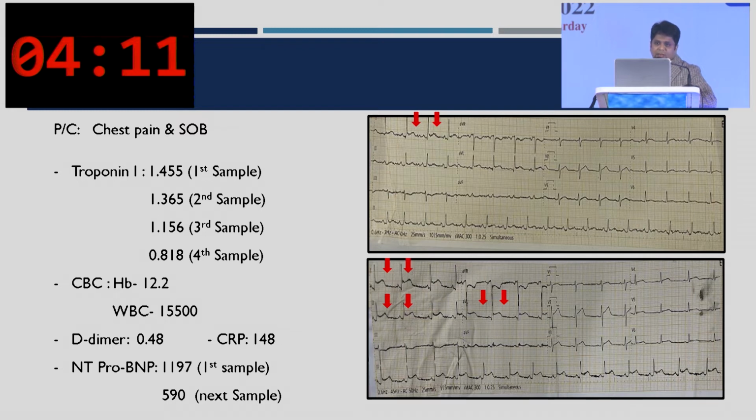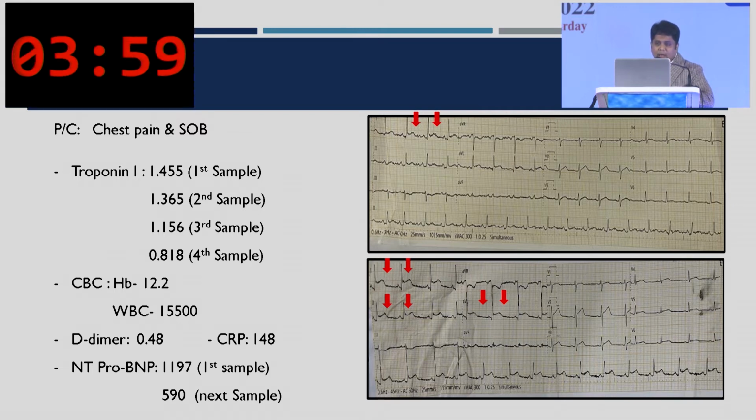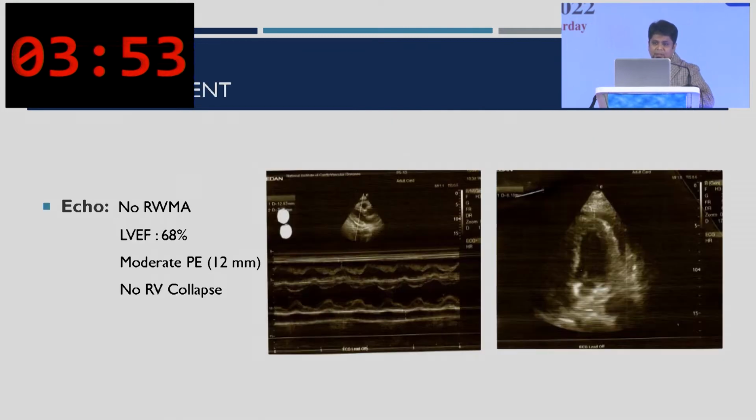The troponin I was initially 1.4, a little bit raised, and on subsequent samples it was gradually decreasing. Hemoglobin was good, WBC count was almost 15,000, and CRP was a little bit elevated. He was also complaining of shortness of breath, that's why we did the pro-BNP. It was 1100 initially.